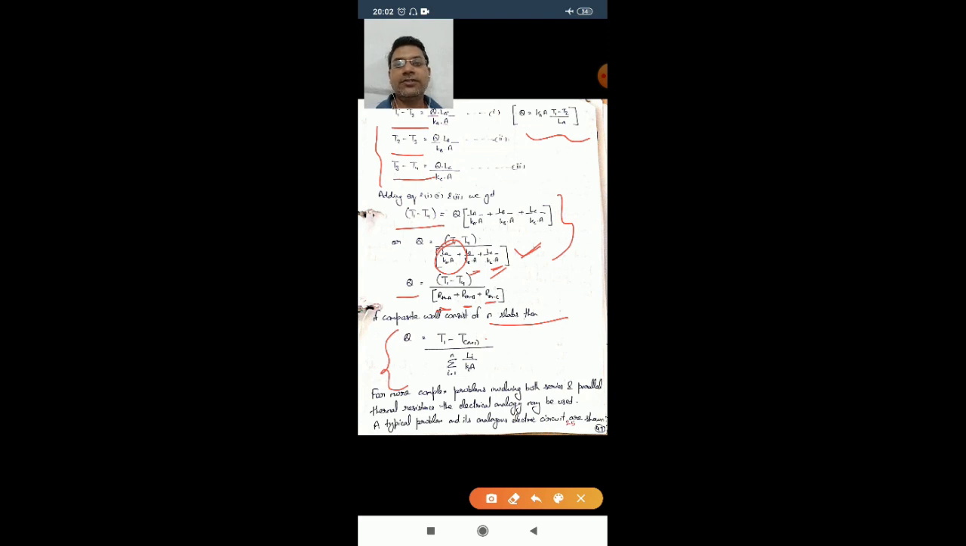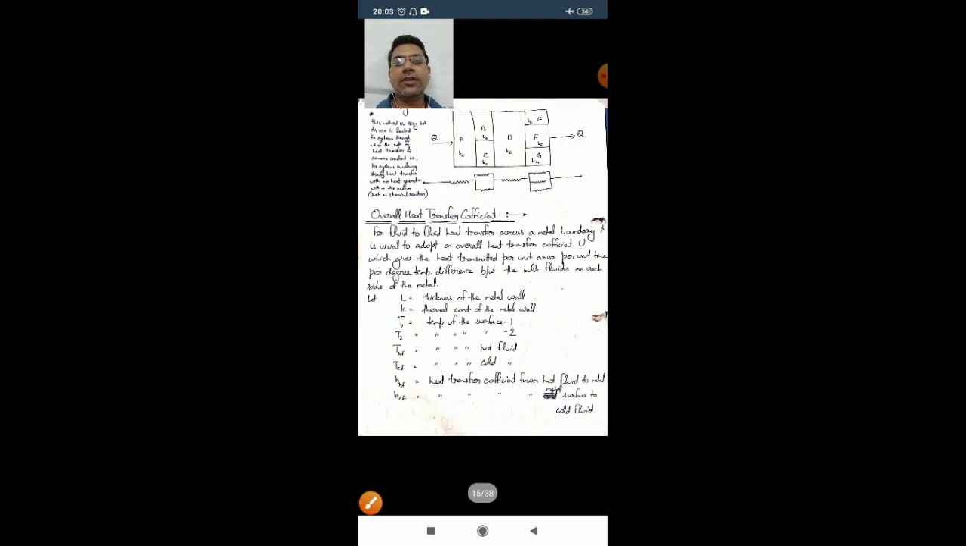Now this was a simple system in which heat transfer was only in series. If I assume that heat transfer is also present in parallel form or in combination, then the equation can be written as follows. This is a general diagram of heat transfer in series and parallel. Here you can see the complexity of the system is increasing.